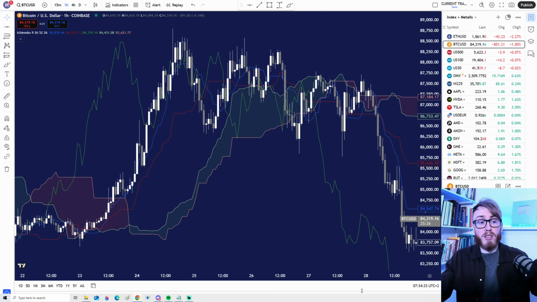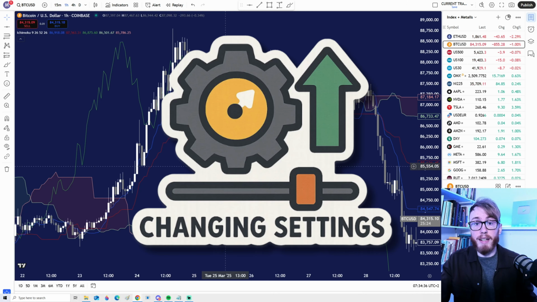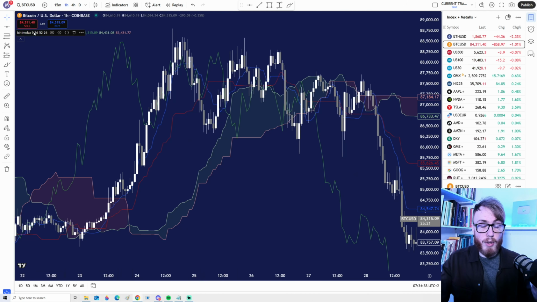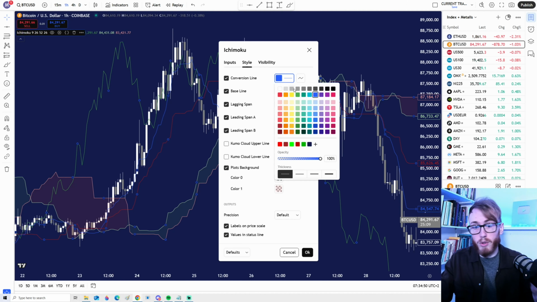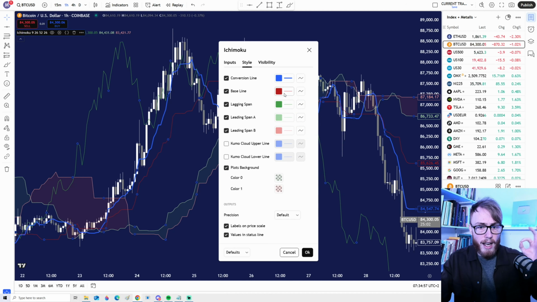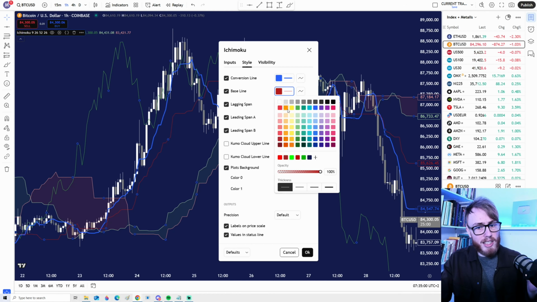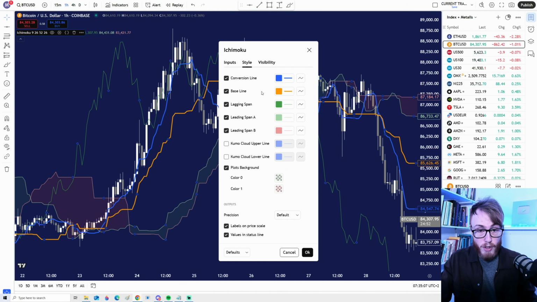So now the very first thing we want to do is to actually change a few settings. To do this, you want to go up here to the upper left corner and press the settings cogwheel right here. The very first thing I want to do, you can see we have something called a conversion line. Don't worry, you will learn all about it. But for now, I'm just going to make the conversion line a bit thicker so we can see it clearly. And for the baseline, I'm going to change the color to orange and make this one as thick as the conversion line.